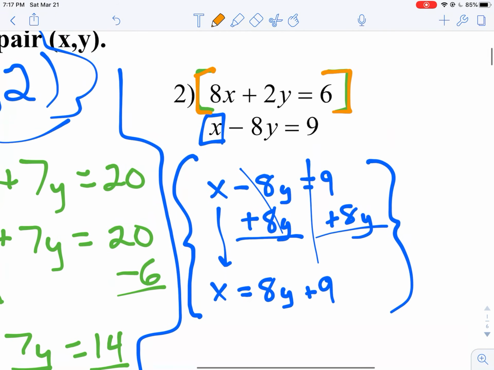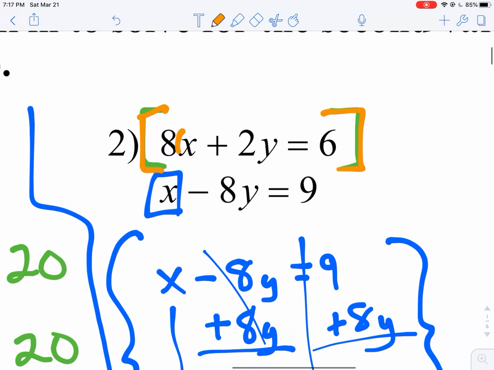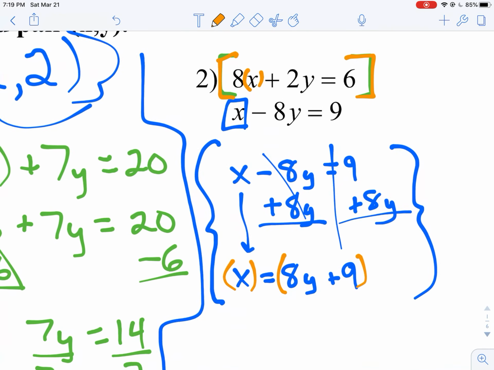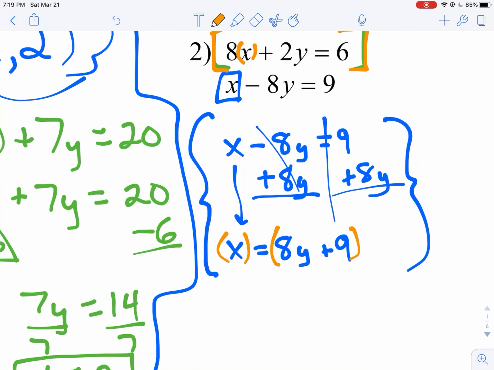Okay, so I'm going to rewrite it, except instead of an x here, I'm going to substitute 8y plus 9, because x equals 8y plus 9. So anywhere there's an x, I can substitute 8y plus 9. So I'm going to take that top equation. It goes like this, 8, but instead of the x, I'm going to substitute 8y plus 9.